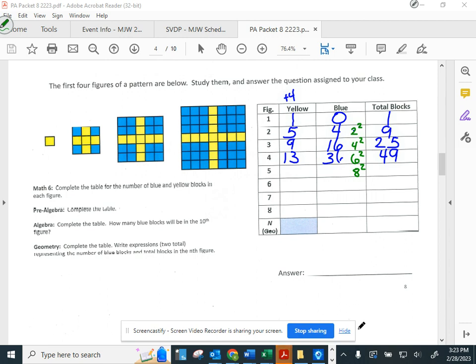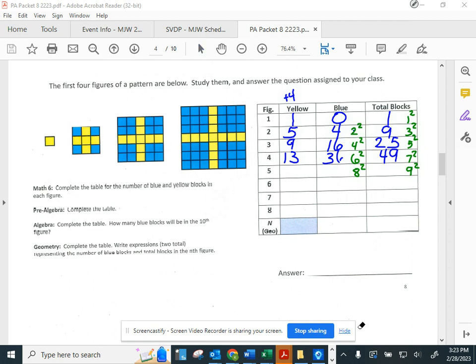Then I look over at my total blocks and I see more of my favorite numbers. 1 is 1 squared. 9 is 3 squared. 25 is 5 squared. 49 is 7 squared. So it goes to show 1, 3, 5, 7, 9 squared. So we can find those patterns with the numbers that we know how to work with. I love the perfect squares. I love that we keep seeing these perfect squares showing up. It's always good to know your perfect squares because we use them a lot in math.